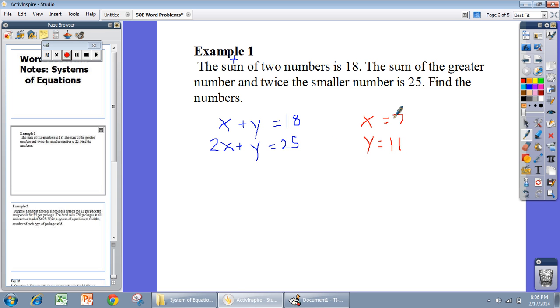So let's see, 7 and 11 is 7 plus 11, 18. Yay. And then let's check this one. So it's telling me 2 times my x, and we said x was 7, so 2 times 7 is 14. And y we said was 11, so 14 plus 11 is 25. Yay, it is. Good job. All right, let's go ahead and go to our second one.